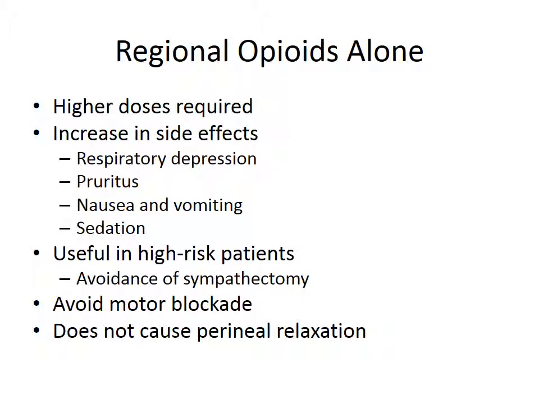With the exception of Demerol, opioid-only regional technique does not produce motor block or sympathectomy, which may be beneficial to high-risk parturients such as those with significant cardiovascular disease, for example, severe aortic stenosis. Though this technique has its place in OB anesthesia, it does come with a disadvantage due to the higher doses required, causing increased side effects, most notably respiratory depression, but also including pruritus, nausea, vomiting, and sedation. The use of opioids alone also takes away the perineal relaxation qualities that local anesthetics provide.